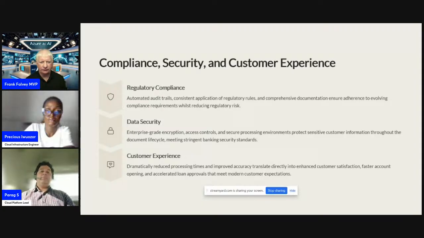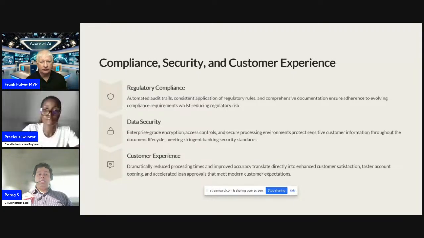So as I said, compliance, security, and customer experience are key, as well as the benefits that we will get from this AI model. Regulatory compliance: automated audit trails, consistent application of regulatory rules, and comprehensive documentation ensure adherence to evolving compliance requirements while reducing regulatory risk, and it will always be consistent every time. Data security: enterprise-grade encryption, access control, and secure processing environments protect sensitive customer information throughout the document lifecycle, meeting stringent banking security standards. And once you set this, it will be there across all documents, so you don't have to worry about it.